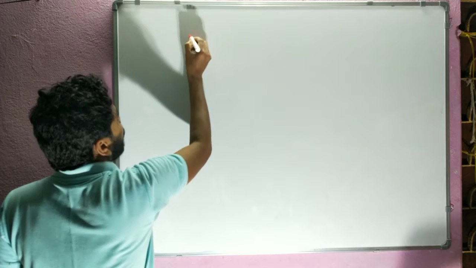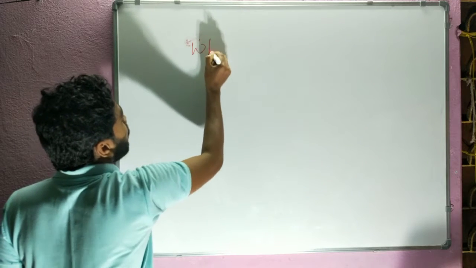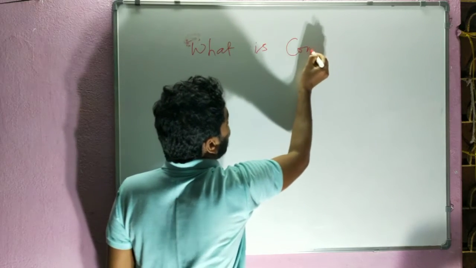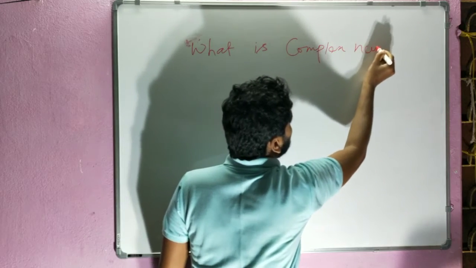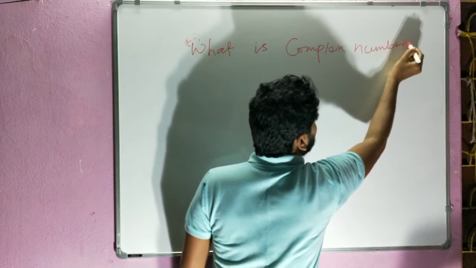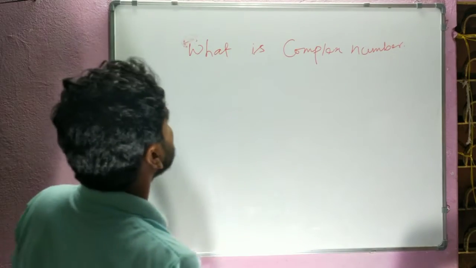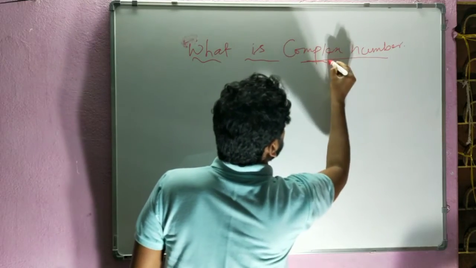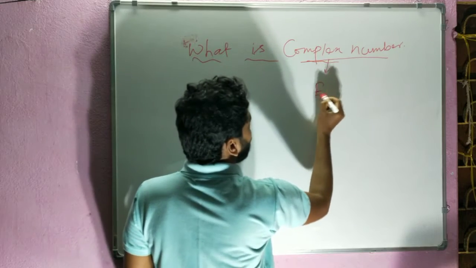Firstly, we discuss what is a complex number. This topic, complex numbers, was first given by Euler.